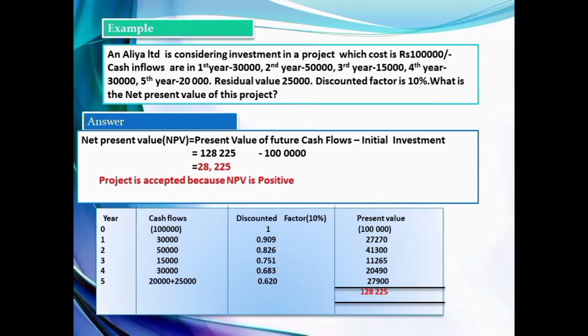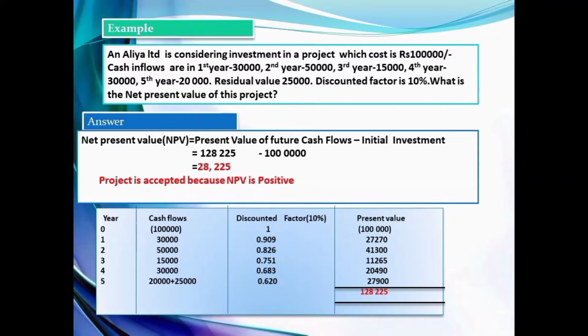Residual value is 25,000. We put the residual value into the 5th year, that is the end of the year. We have to add the residual value to the cash flow. Therefore, the 5th year cash flow is 45,000. Then get the discounted factors of 10%. I will say it is the same as in the before example.